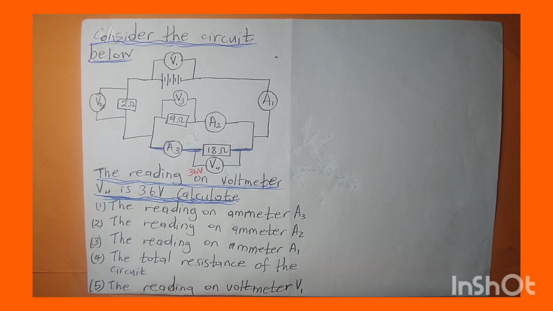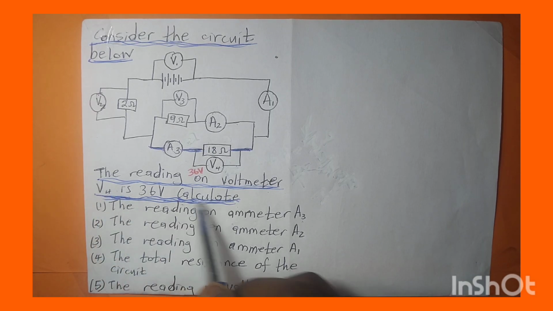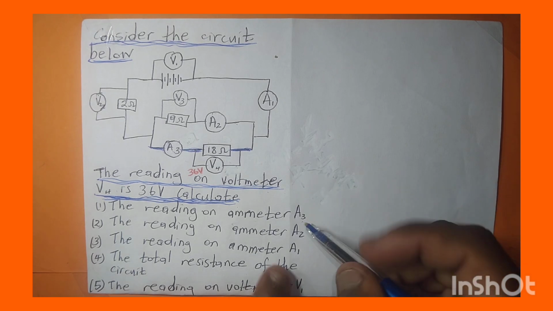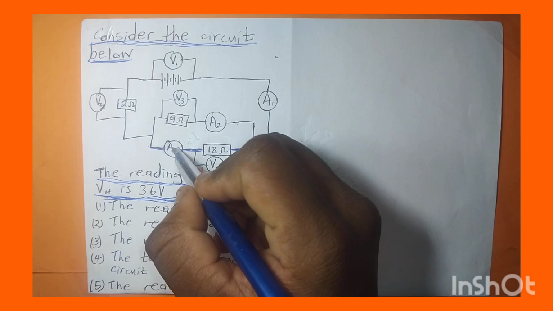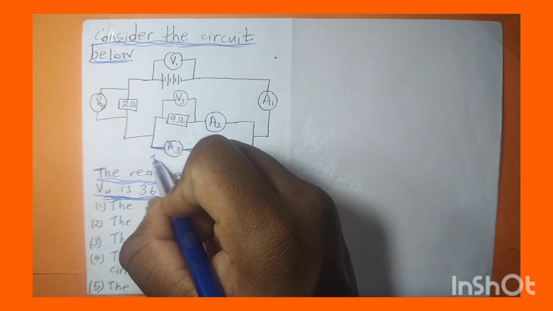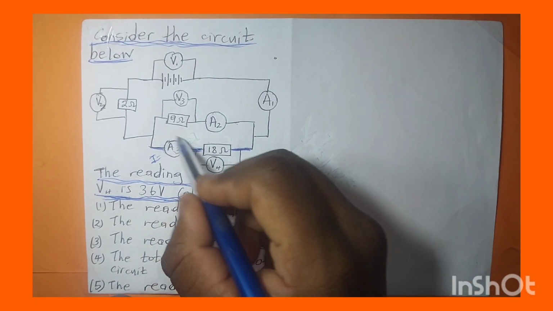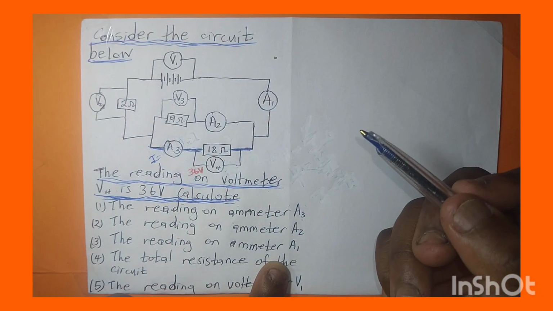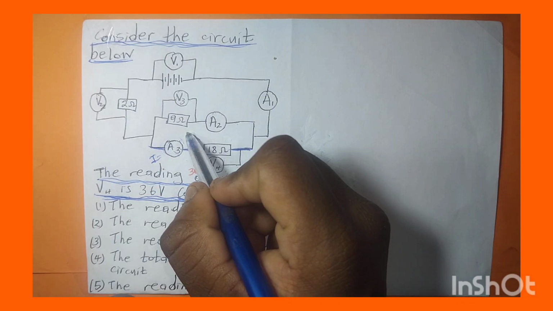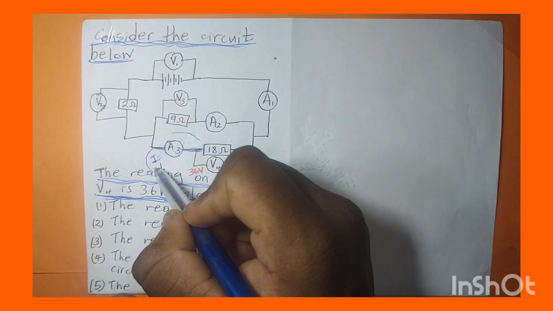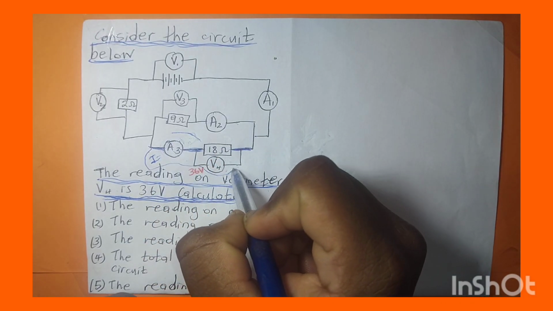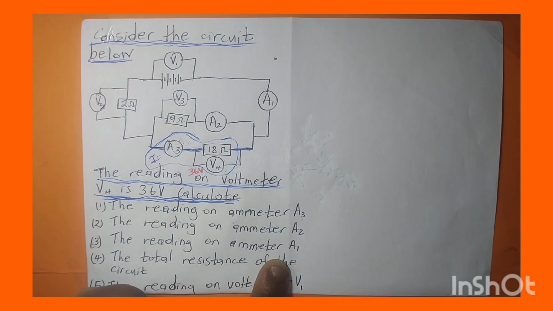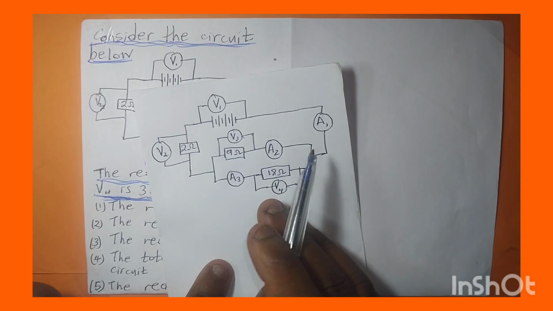The question says calculate the reading on the ammeter A3, which is this one. They need you to calculate the current which is passing through this ammeter A3. And I told you that you only use Ohm's law if you are focusing on one component, which is this one. It's the component that I'm focusing on.